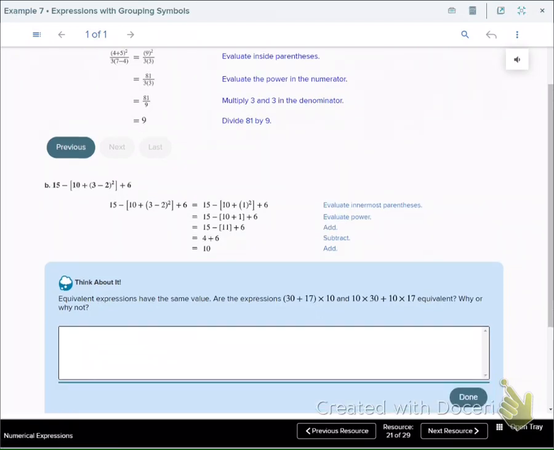Okay, same thing in part B. They took care of the innermost group first. This 3 minus 2 is 1. Then they had to square that because that's still inside of this grouping. So 1 squared is just 1. 10 plus 1 is 11, taking care of what's inside the grouping symbols. So then they had 15 minus the 11 plus the 6. We can go ahead and subtract that 15 minus 11 and get 4. Then we add the 4 plus 6 and we get 10.